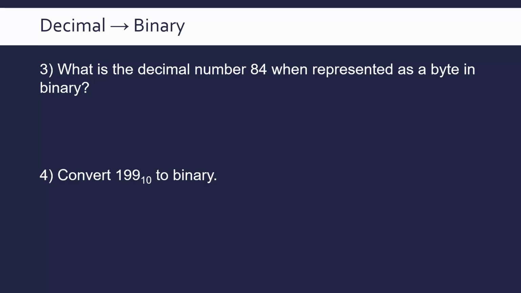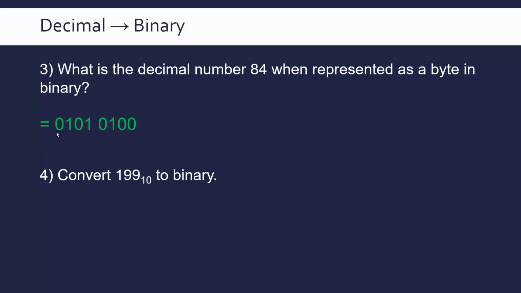Okay, so if you haven't tried these yourself, here are 2 more questions to have a go at on paper. I won't go through them in detail, but you can try this and see how you go. So the answer to the third question, 84 in binary as a byte, is 01010100. The space between the 2 nibbles is not essential. I would personally put it in because that's how we do it as computer scientists, but it's not essential. What is essential in this question is that first 0.